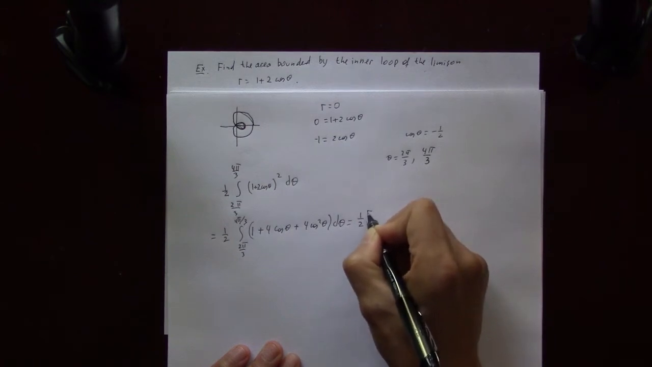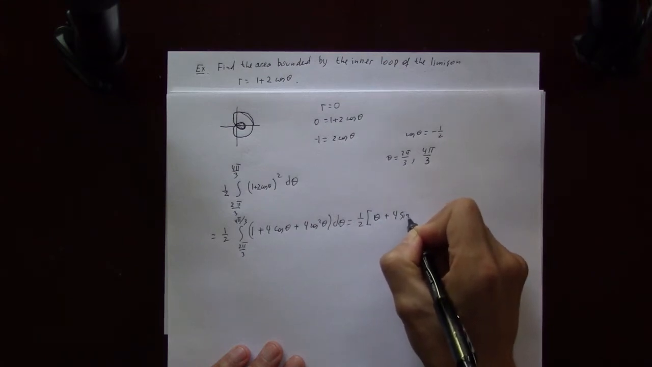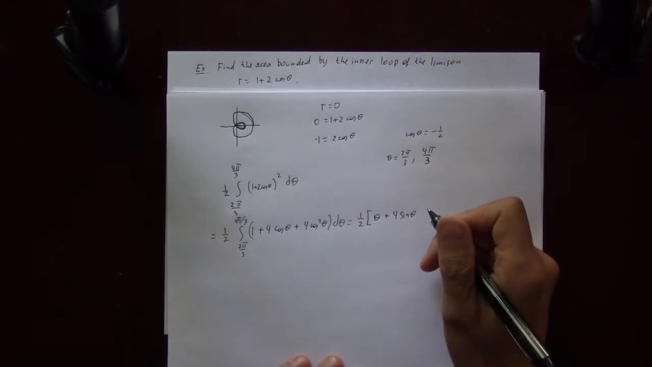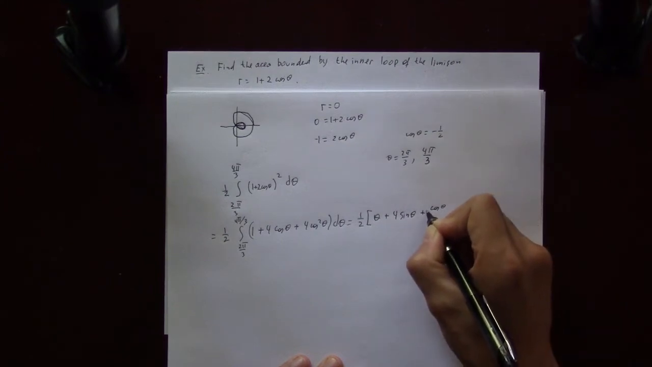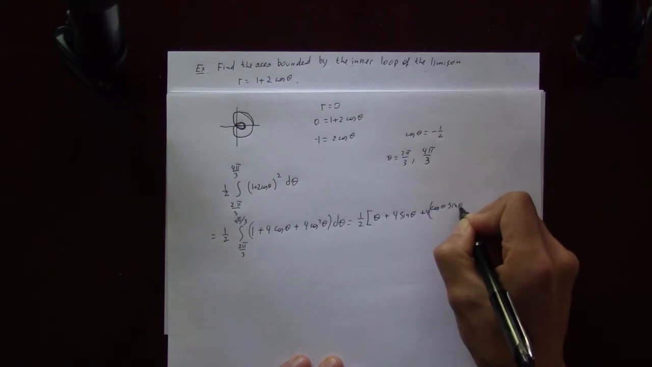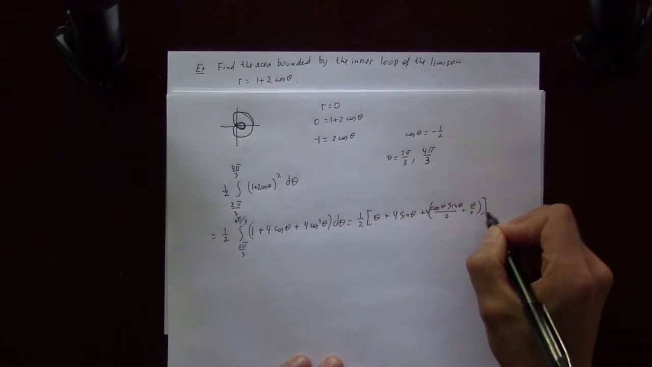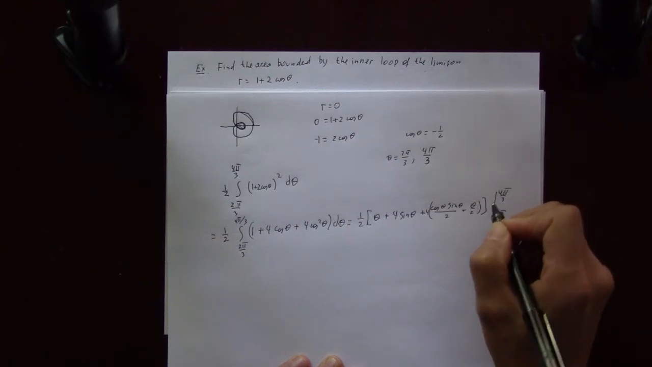So we're going to have 1/2. Antiderivative of 1 is theta. Antiderivative of cosine is sine. To find the antiderivative of cosine squared, I will use the cosine reduction formula. The cosine reduction formula tells me that the antiderivative of cosine squared theta equals cosine theta sine theta over 2 plus theta over 2, multiplied by 4. And we're doing it from 2 pi over 3 to 4 pi over 3.